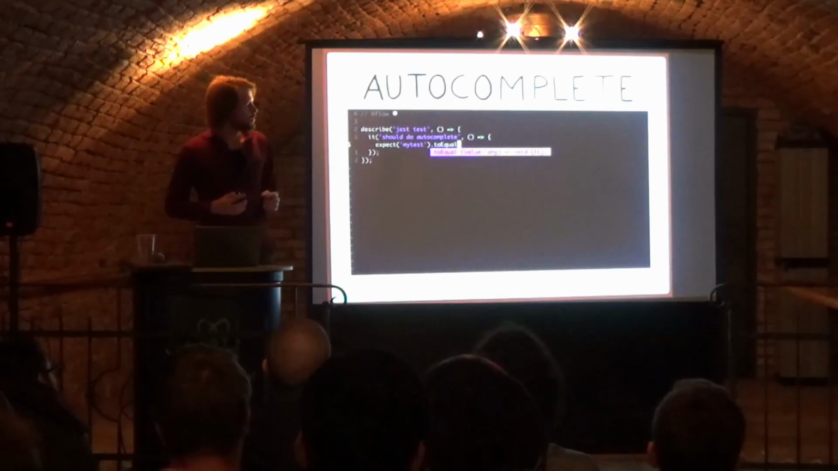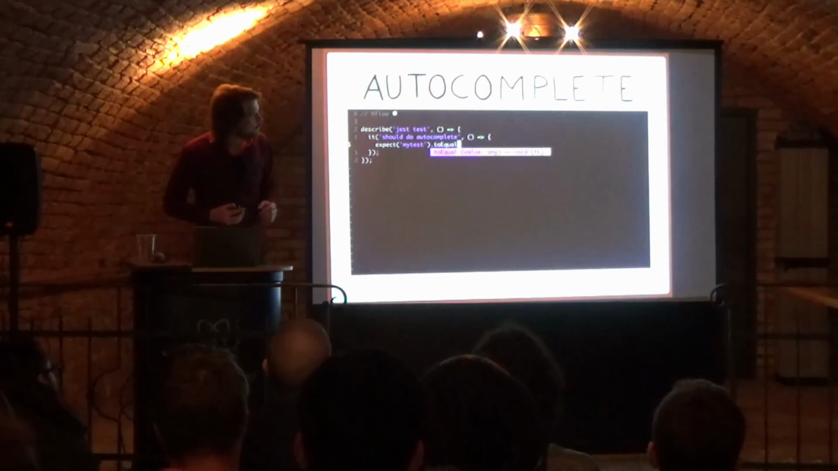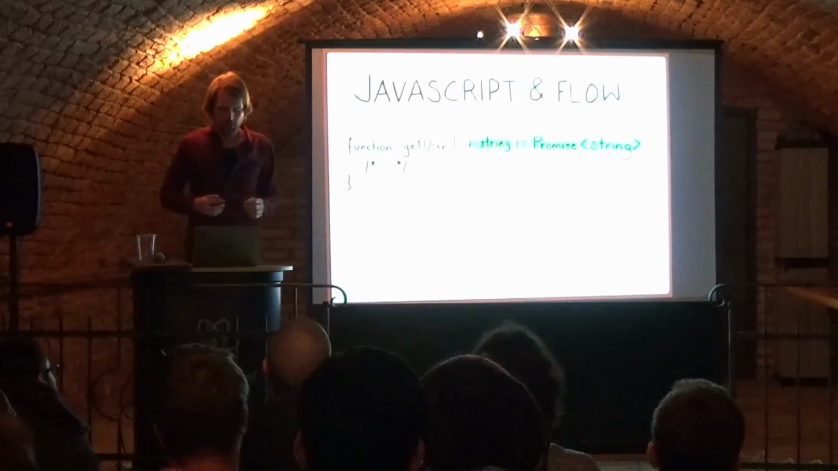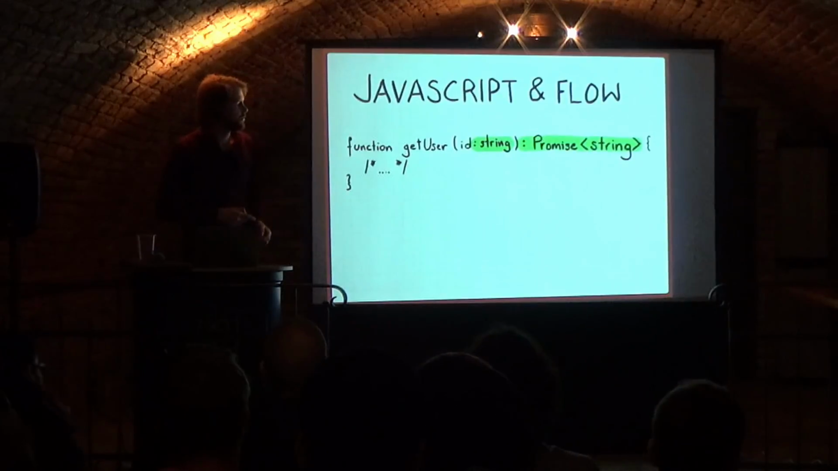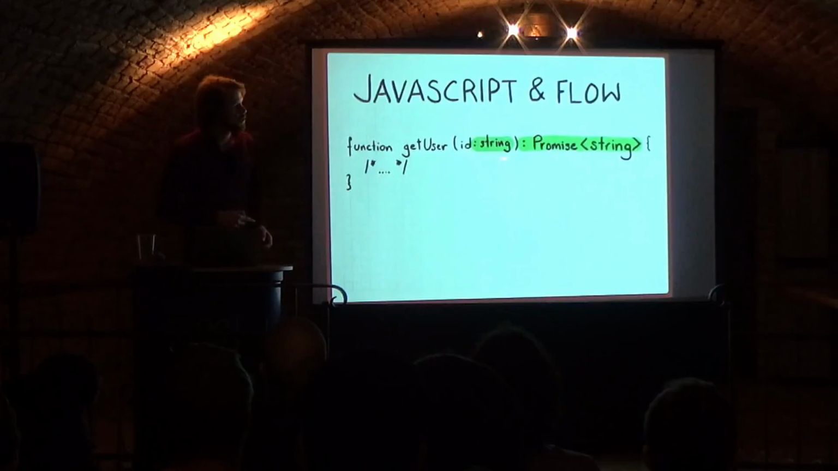So we have JavaScript, or we have a beach ball of death. Yeah. So we have JavaScript and the Flow annotations. We have the getUser function as before, but now we have this green new thing. This is like the new addition to our ECMAScript. We say ID is a string, and it returns a promise which resolves a string.